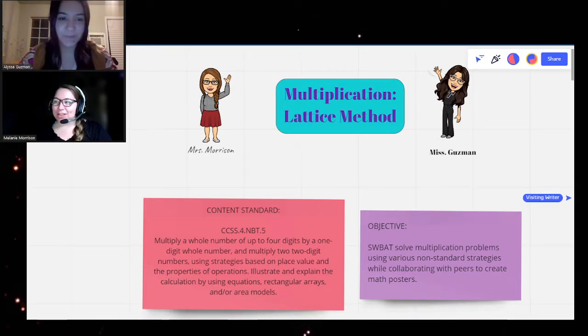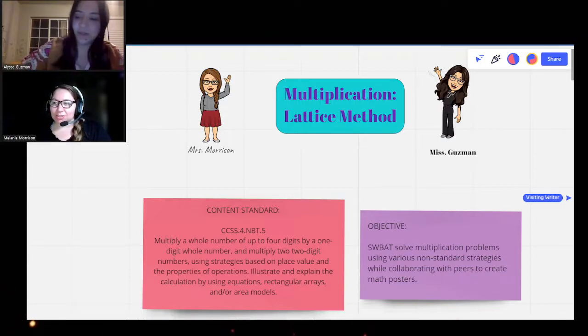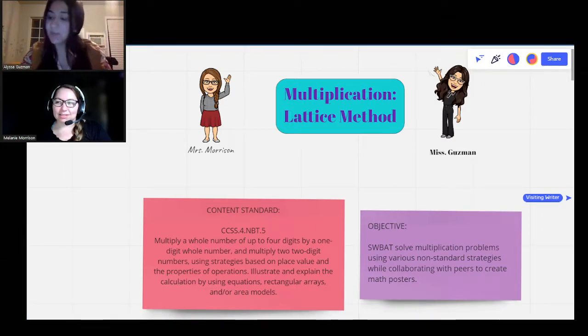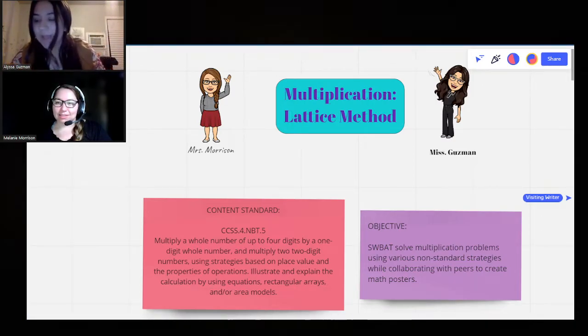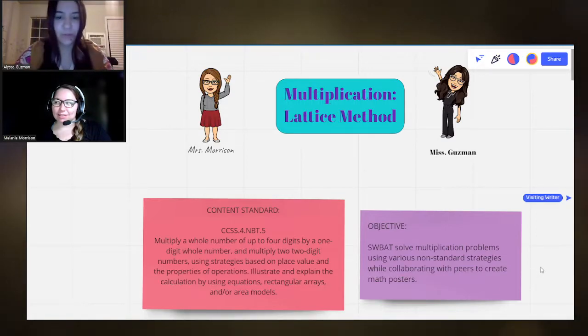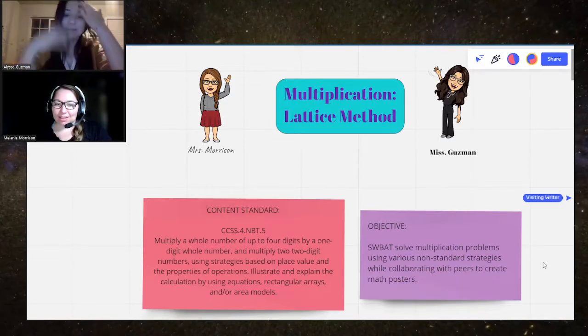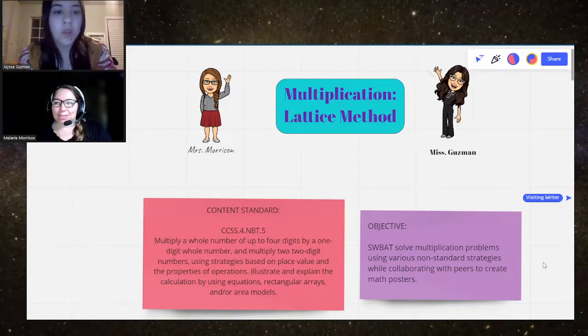Today we're going to be talking about another way to multiply, and it's called the lattice method. Yeah, so I'm going to go and describe what the lattice method is. The lattice method is just another visual approach to solving multiplication problems. It involves the separation of digits by using columns and rows, making it easier for us to regroup. So it's a good method for you visual learners. Yes, thank you for the explanation.